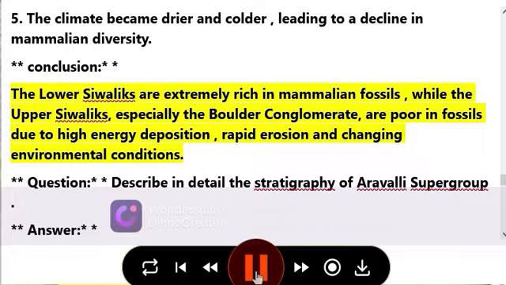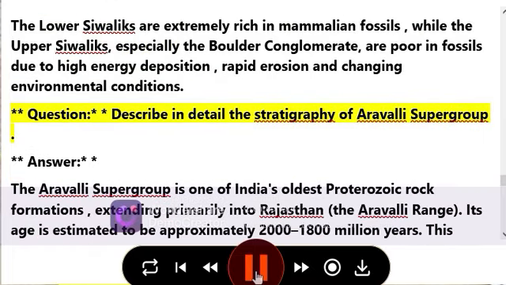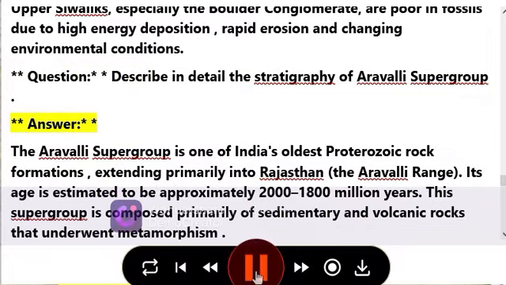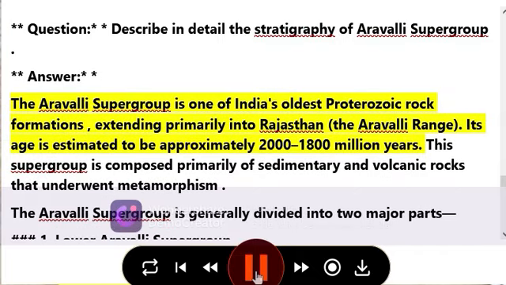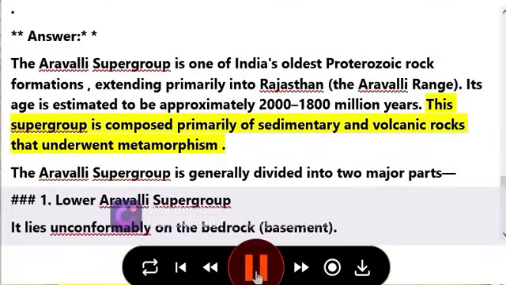Conclusion: the lower Siwaliks are extremely rich in mammalian fossils, while the upper Siwaliks, especially the boulder conglomerate, are poor in fossils due to high energy deposition, rapid erosion, and changing environmental conditions. Question: describe in detail the stratigraphy of Aravalli supergroup. Answer: the Aravalli supergroup is one of India's oldest Proterozoic rock formations, extending primarily into Rajasthan, the Aravalli Range.